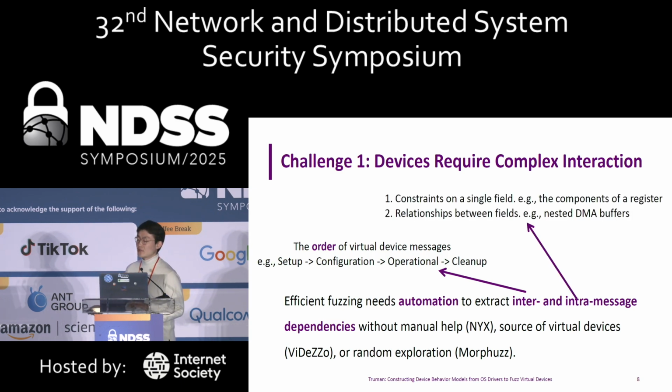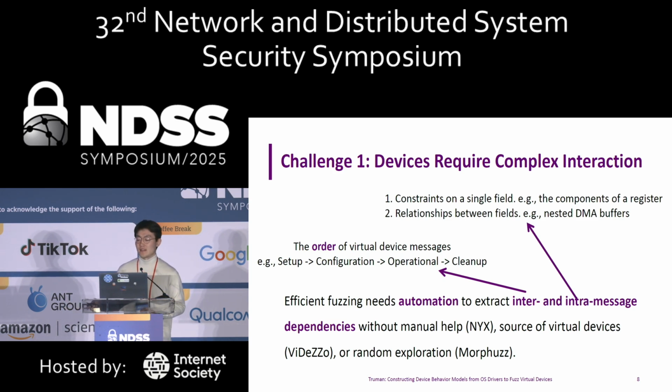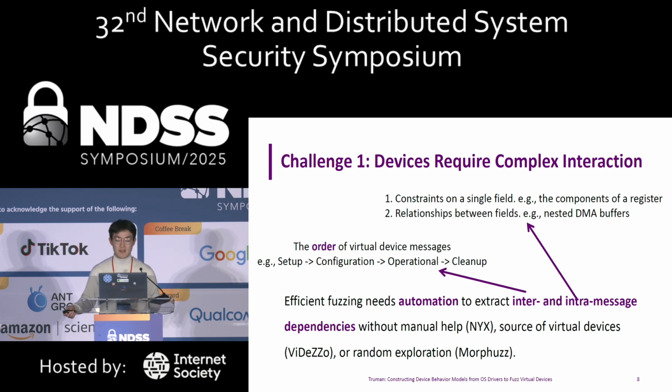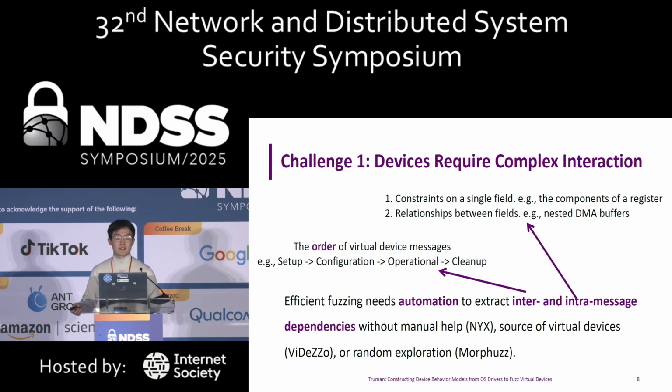In addition to the sequence, individual messages also have field-level dependencies. For instance, a register might have multiple components that depend on each other, or a nested DMA buffer structure may require a specific pointer relationship. These inter-message and intra-message dependencies are crucial for accurately testing device behaviors. Truman automates the extraction of both inter- and intra-message dependencies, ensuring more effective and comprehensive fuzzing.